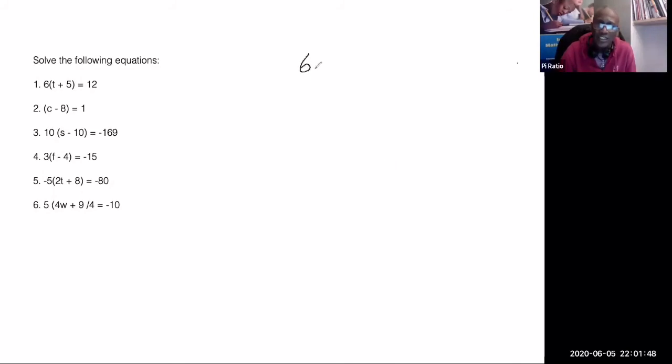Question number 6 is as follows. We have 5 brackets 4w plus 9 brackets over 4 equals minus 10.